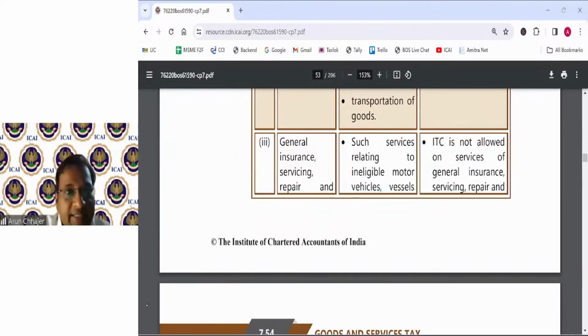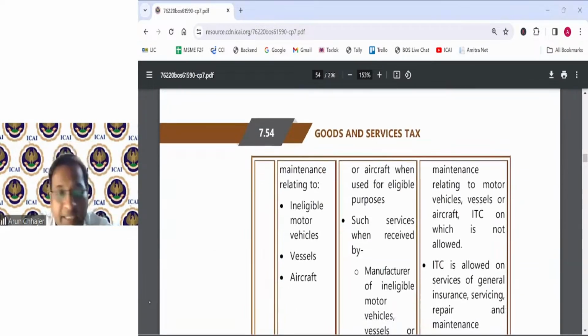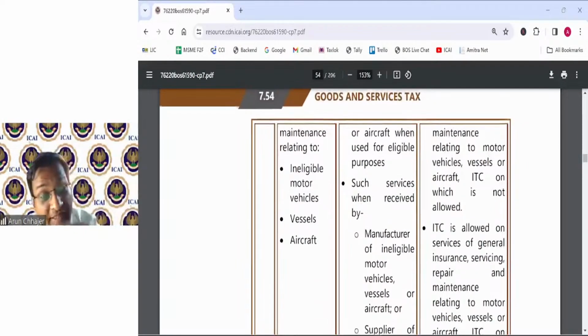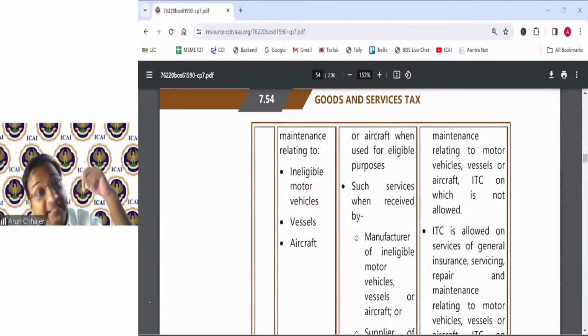Now, general insurance, servicing, repair, etc. Normally ITC is blocked. When will it be allowed? If the ITC of the original vehicle is allowed, you can take the ITC of these expenditures also. Such services relating to ineligible motor vehicle, vessel, aircraft for an eligible purpose, ITC allowed. Such services when received by the manufacturer or for general insurance, ITC would be allowed. We remember that two exceptions are there, correct? So if it is used for the exceptions covered in the main clause, ITC is allowed.